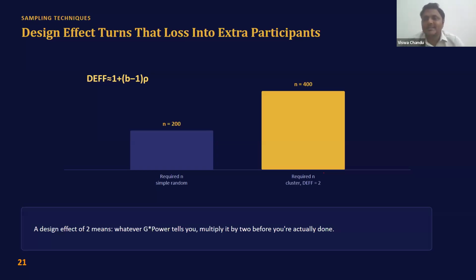Because all these sample size calculations assume that you are simple randomly selecting the sample. So once you get a sample size, but your sampling technique says it is not simple random, then you have to increase your sample size, multiply your sample size with something called a design effect, which is calculated by 1 plus (b minus 1) into rho, where b is the number of units per cluster. So how many participants are there per cluster, and rho is the correlation between these things. It can be the ICC, the intra-class correlation coefficient between people within the cluster.